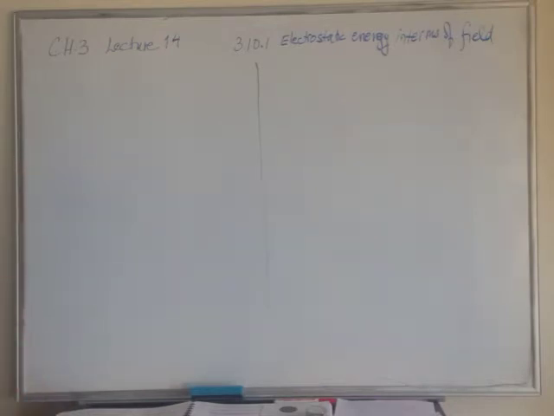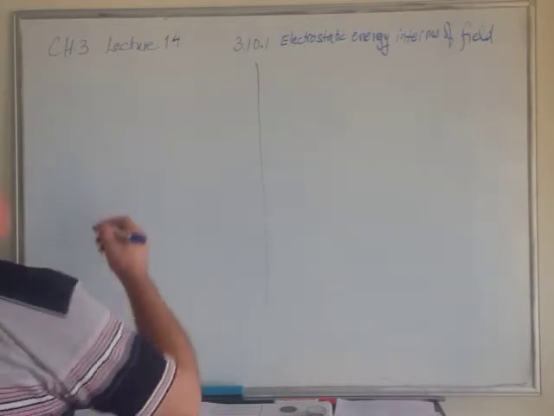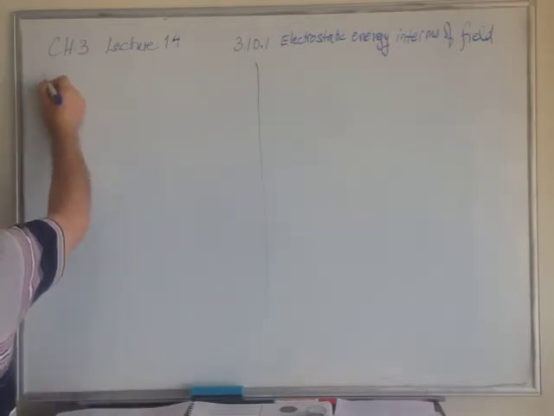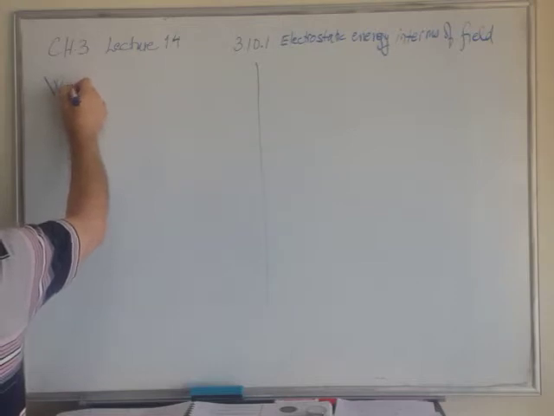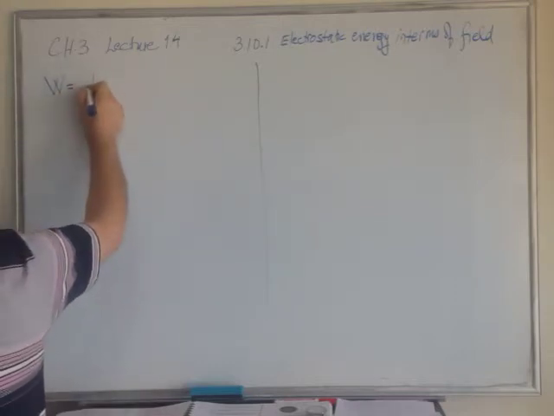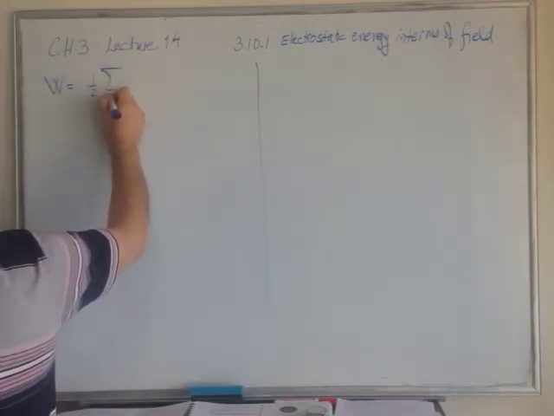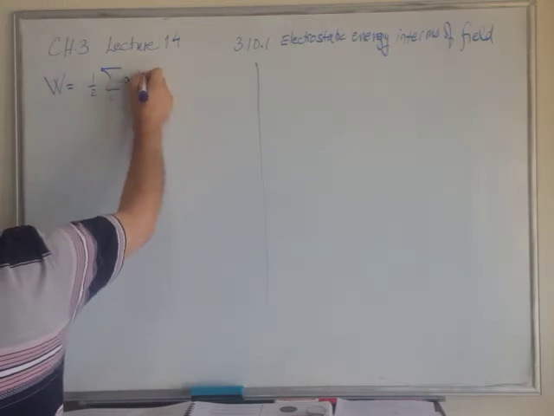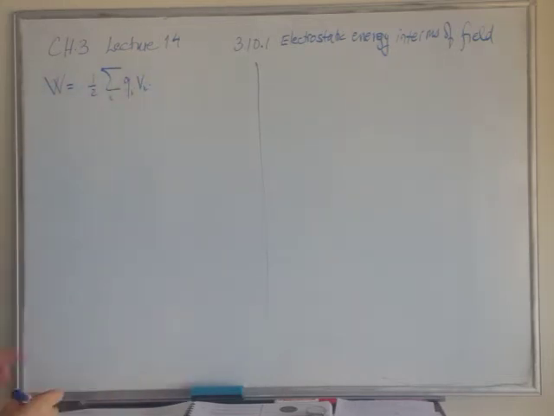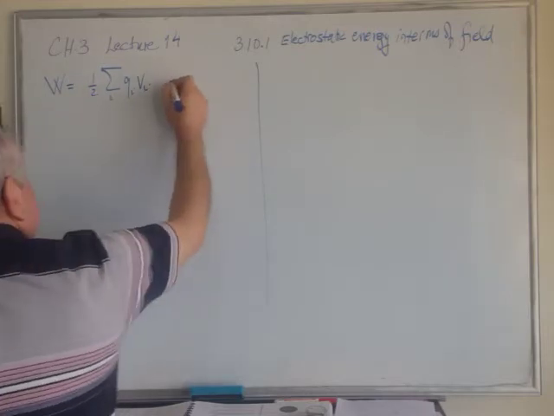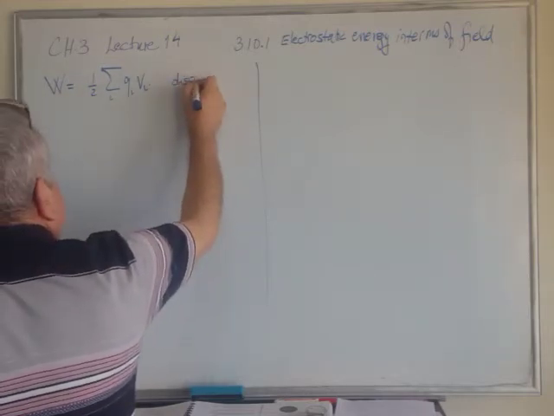Why? Because remember, in the previous lecture we defined the energy for the discrete system of charges as half the summation over i of qi vi, where qi was any of the discrete charges, and Vi was the potential at the point where qi sits due to all other charges. And this was for the discrete system.